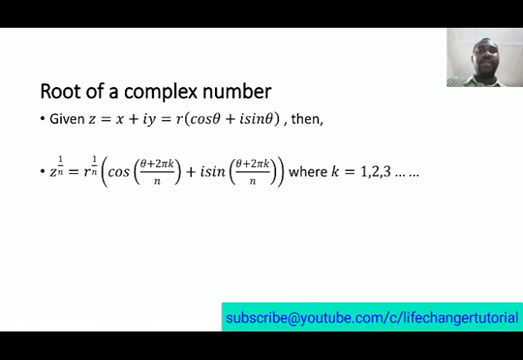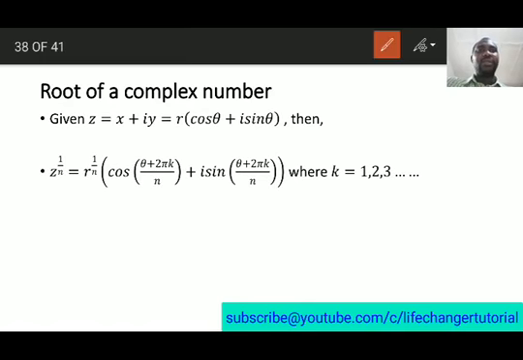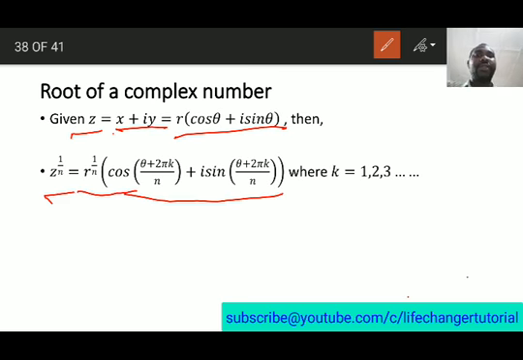Okay, so we are going to be looking here at roots of a complex number. So we see that if z is x plus iy, remember x plus iy is the complex form, and this is the polar form, which is r into cos theta plus i sin theta. Then it means that z raised to power 1 over n is equal to r raised to power 1 over n into cos of (theta plus 2 pi k) all over n plus i sin of (theta plus 2 pi k) over n. Now k can be any number. K can be 1, 2, 3, can be any number.